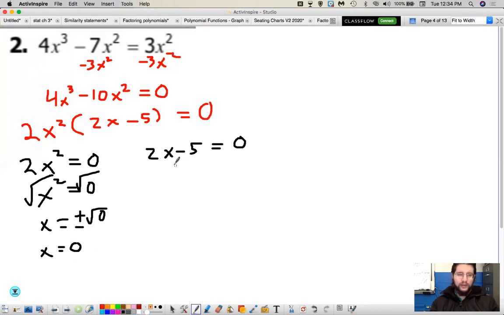Okay? Look at what we got going on here. It's linear. Don't try and use the quadratic form for linear. It's not quadratic. You just solve it. Add 5 to both sides. Divide by 2. Leave it as a fraction. Done. So we got x equals 0, technically twice, and x equals 5 halves. That's it.